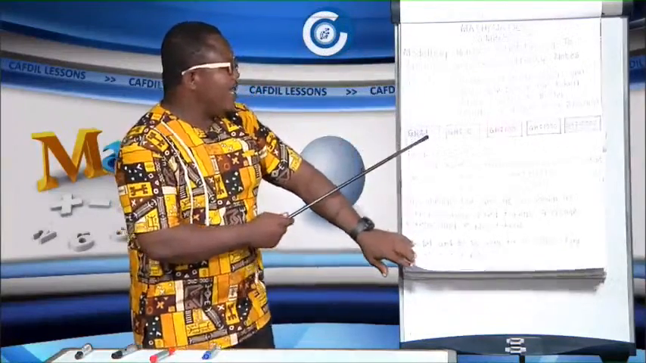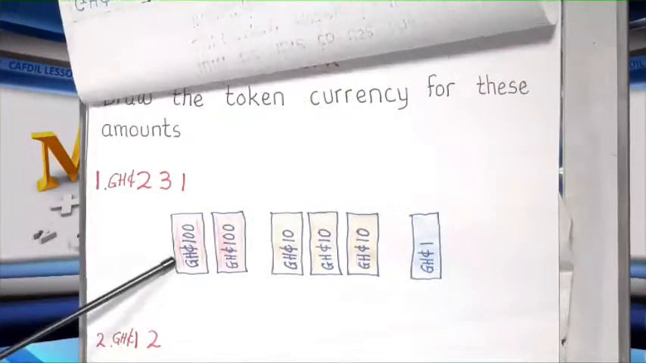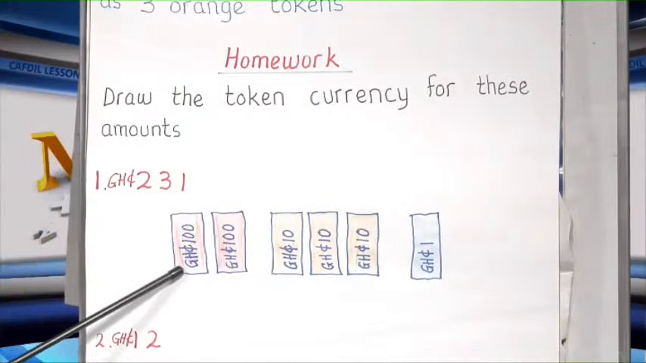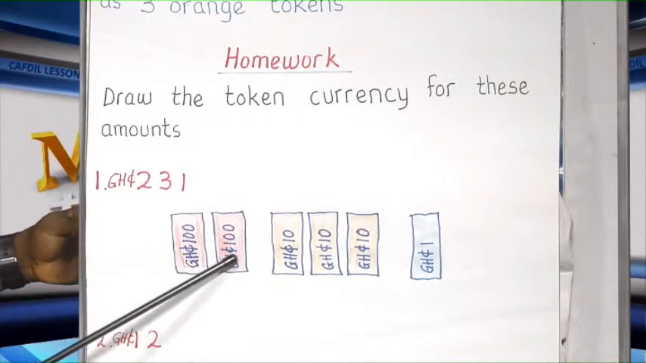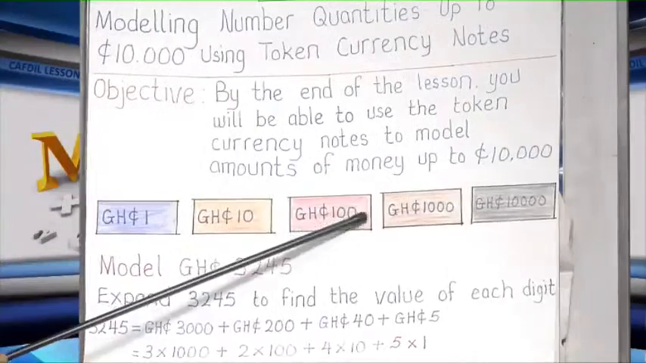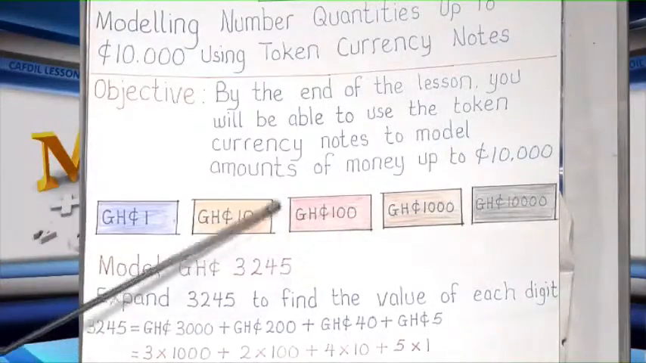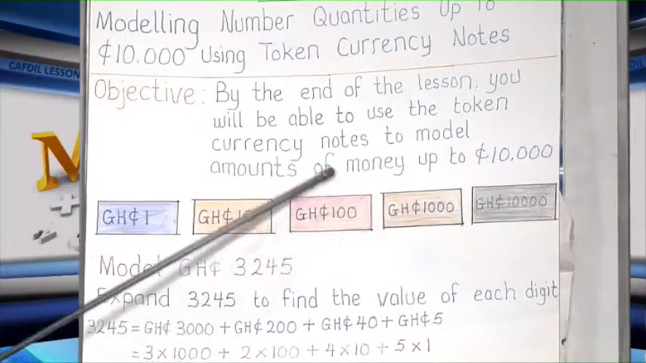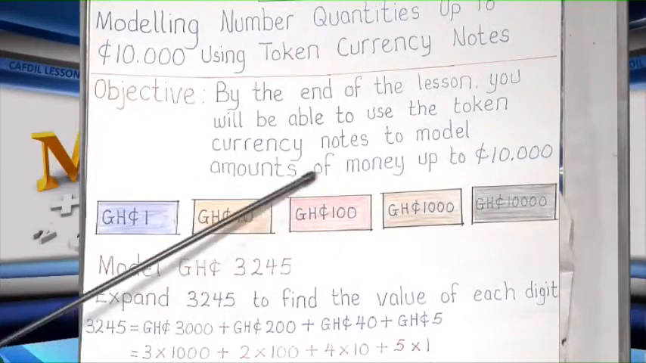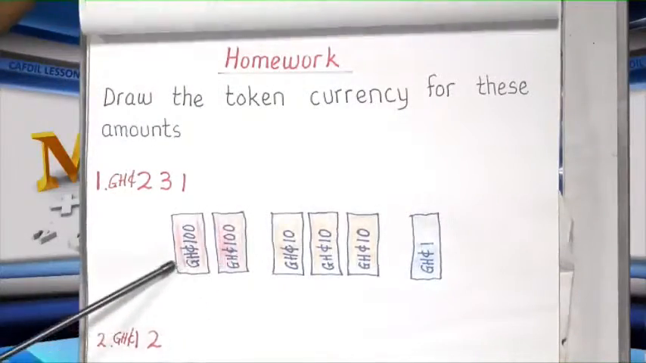The token currency notes were here. So 231 Ghana cedis. I picked the 100 cedis, 2 of them, and I used the red cards to represent the 100 Ghana cedi. So if it is 200 Ghana cedi, then it means I'll get 2 of this. So that is why we have 2.